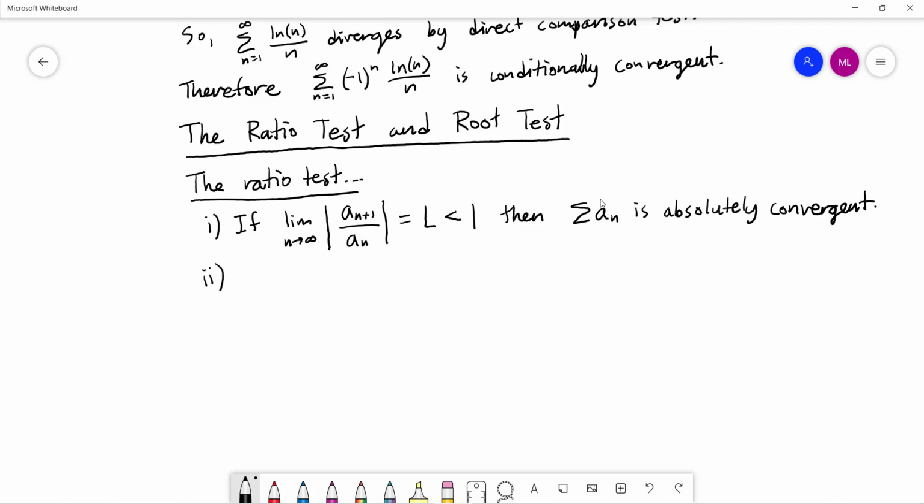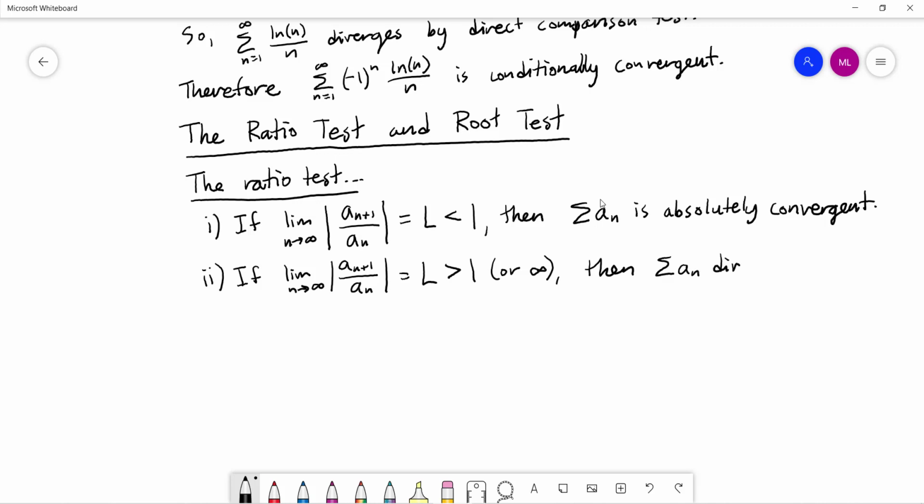Number 2. If we look at that same limit, so the limit as n goes to infinity of the ratio of a sub n plus 1 over a sub n, and it gives us an L that is greater than 1, or it diverges and goes to infinity, then in that case, the sum of a sub n diverges.